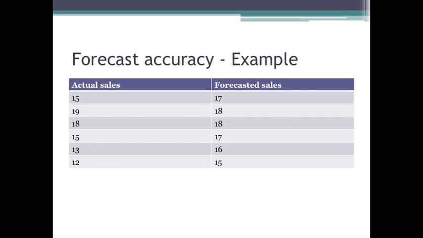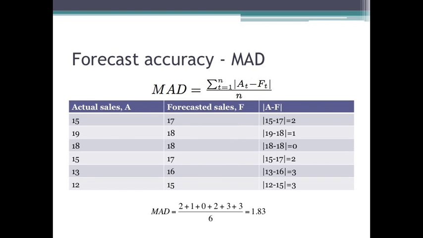So based on this, how well is our forecast doing? Well, let's first look at mean absolute deviation. Let's look at MAD. For each week we take actual minus forecast. So for week 1, 15 minus 17, that's negative 2. For week 2, 19 minus 18, that's 1.